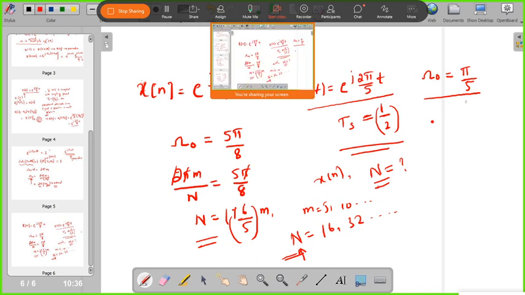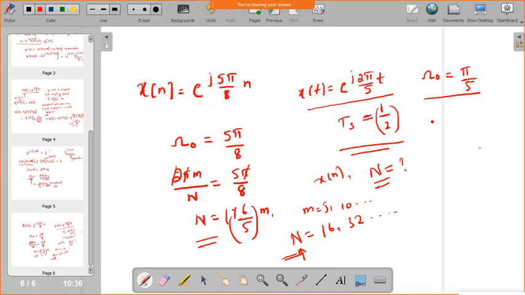So now omega naught is pi by 5, you are getting like this, right? So what is the value of omega naught in general? It is 2 pi by n into m, which will be equal to pi by 5, right? So now what is the value of n? Pi cancels each other and n is 10m.